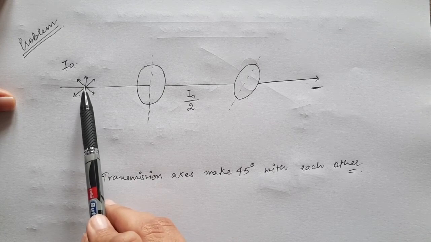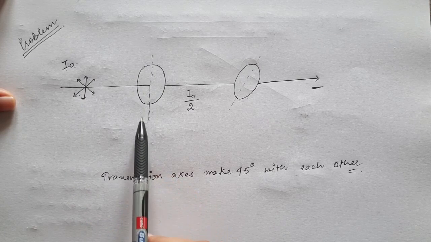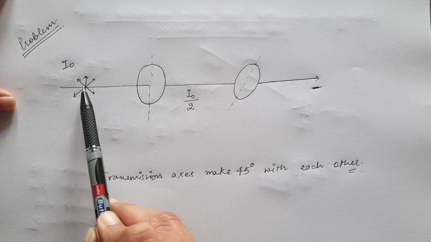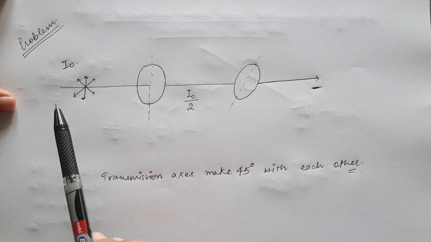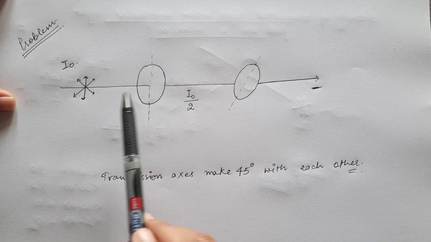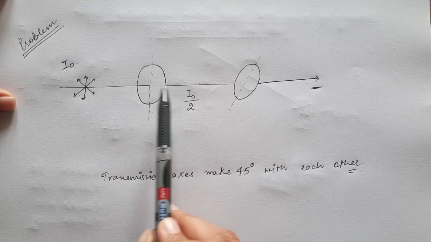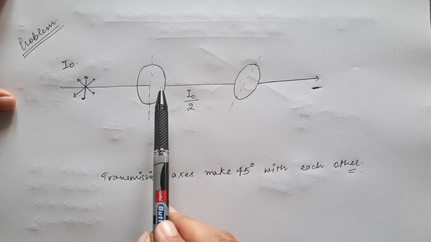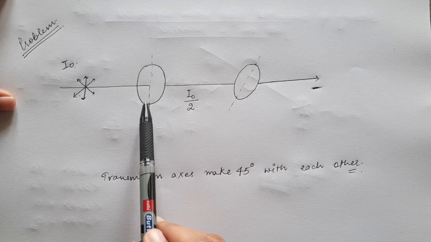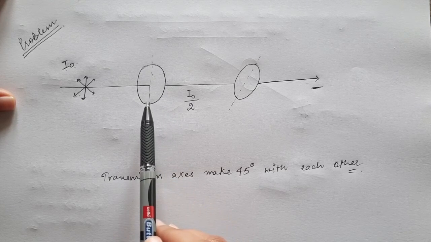So only that component of the electric field will be allowed to pass through which will be parallel to the transmission axis. So all these electric fields in the case of unpolarized light can be resolved into two perpendicular components. One will be parallel to the transmission axis and another will be perpendicular. So the perpendicular component will be completely blocked by the polarizer and only that component will be allowed to pass through which is parallel to the transmission axis.